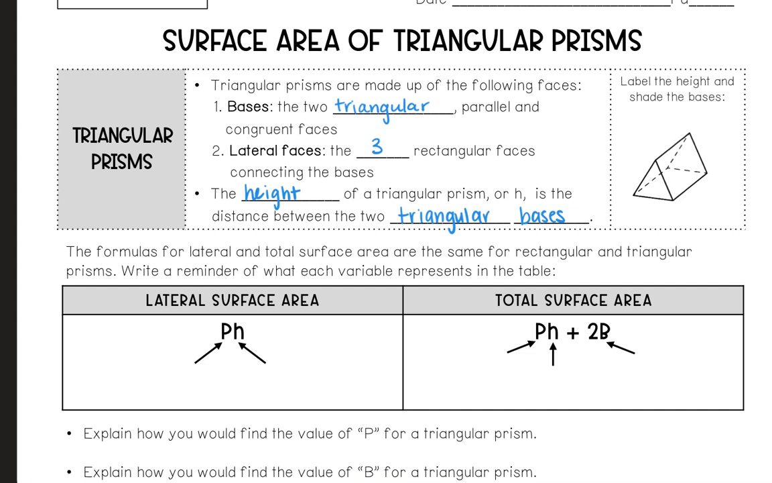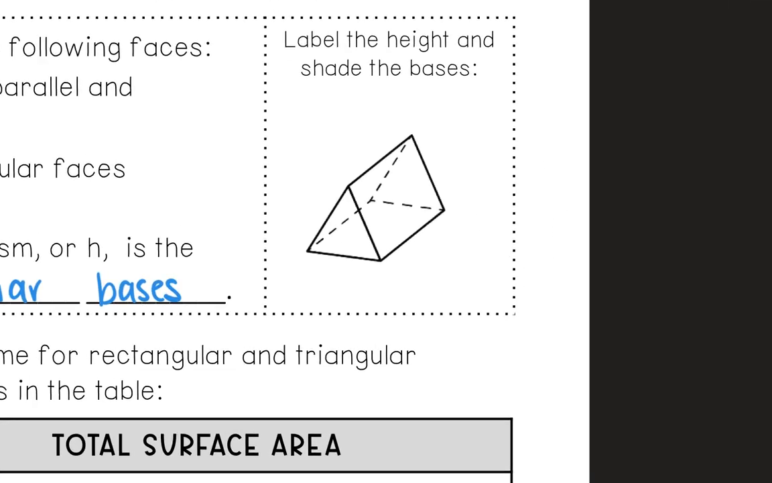And then your lateral faces, remember that's everything excluding your bases. There are three rectangular faces that connect the bases. So when you're finding your lateral surface area, you're only finding the surface area of those three rectangles. The height of a triangular prism, or h, is the distance between the two triangular bases. So here, you have a triangular base here, and you have a triangular base here, and your height is that distance between your two bases, so it would be here or here, which is the distance between those two faces.